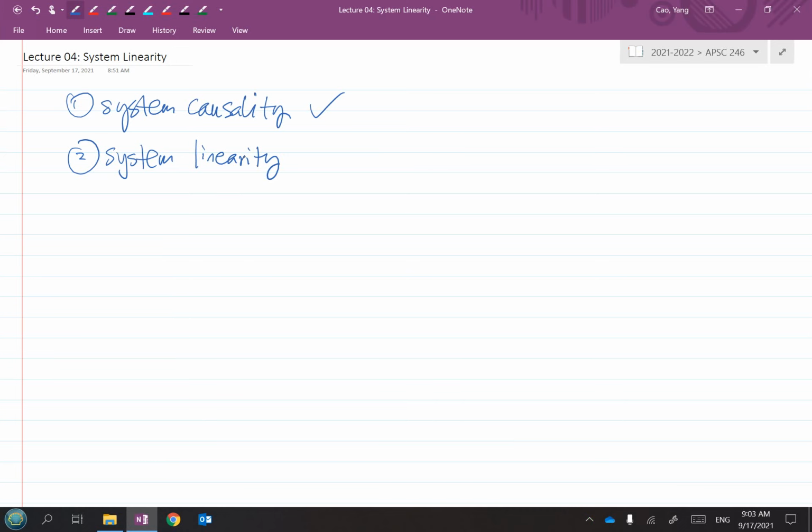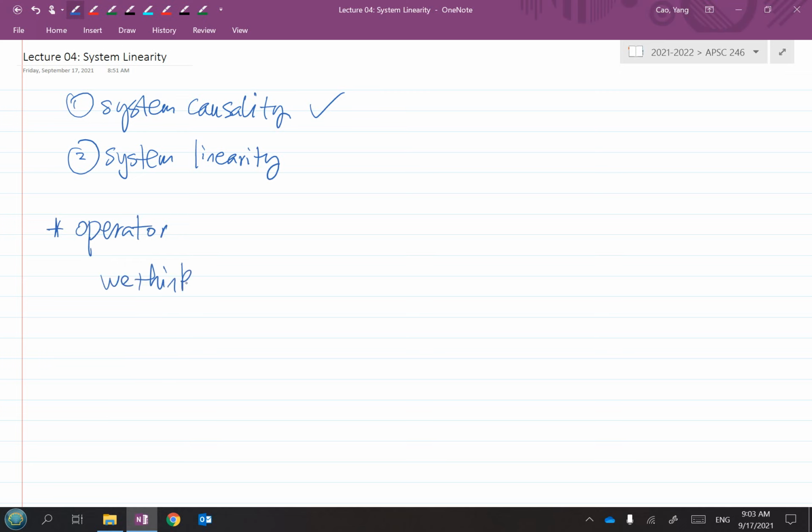Okay. So before we talk about system linearity, I want to introduce a simple math concept for our purpose of lecturing. The first concept I want to introduce is called operators. First of all, an operator is a math concept. So what do we use it for?